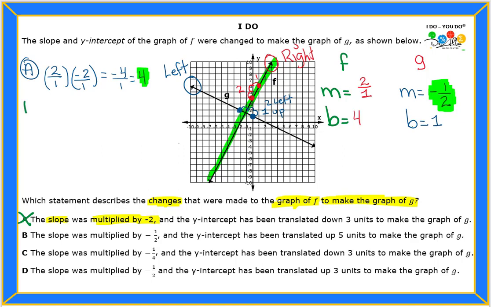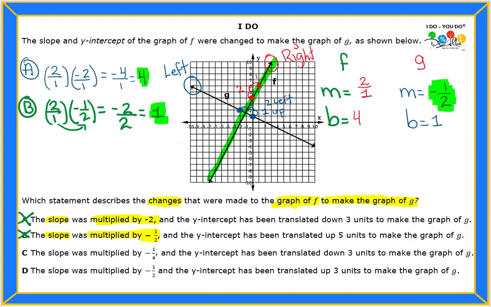Let's go ahead and do letter B now. So letter B says that the slope was multiplied by -1/2. So let's see if that's true. My original slope is 2 over 1. And it says that it was multiplied by -1/2. So let's see if it's true. So I'm going to multiply numerator by numerator. That gives me -2. Denominator by denominator is a +2. And actually that equals a -1. Is that the same number that I have highlighted on the right side? No, right? So letter B, it's also wrong.